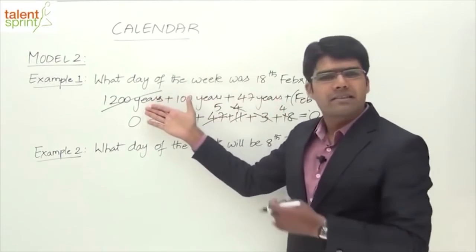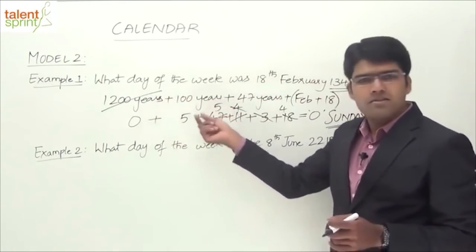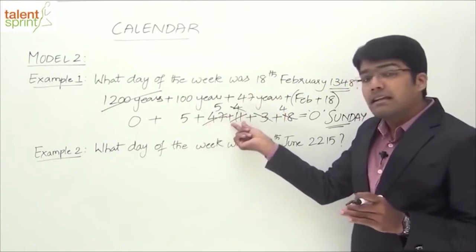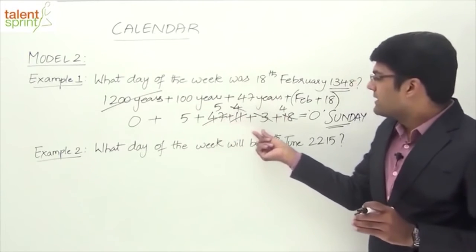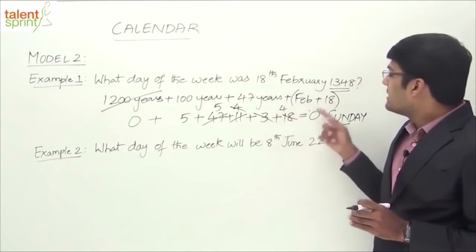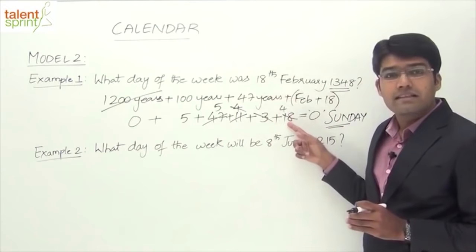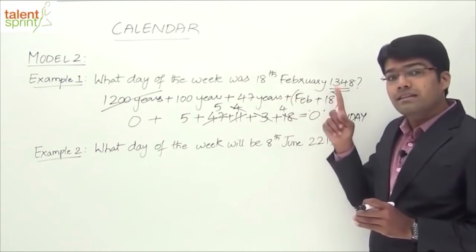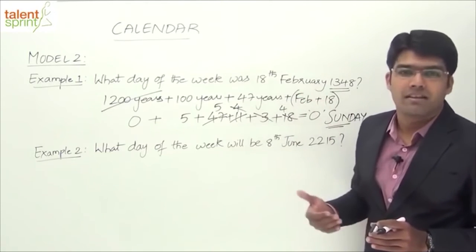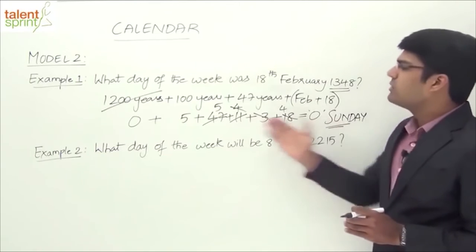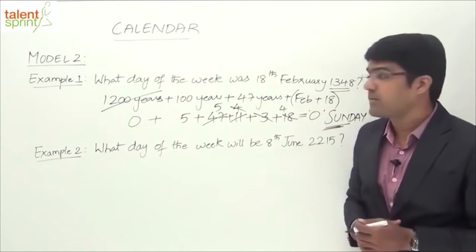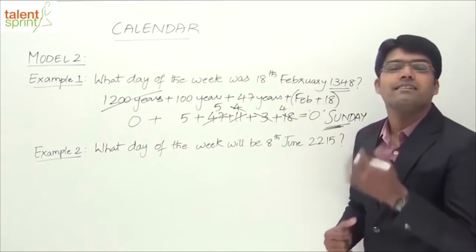No need to write 1200 years. Anyway, number of odd days will be 0. 100 years, it will be 5. Then remaining 47 years will have 47 odd days, and since there are 11 leap years, 11 additional odd days. Then 3 refers to the code of Feb, right? The month code is 3. 18 is the date here, so plus 18. And though it is a leap year, we are not taking additional 1 odd day here because 18 Feb 1348 is before the actual additional day, that is 29 Feb 1348. Now do this calculation, get the total number of odd days, which will give us the day of the week. So 0 odd days refers to a Sunday. So we can say that 18 Feb 1348 was a Sunday.